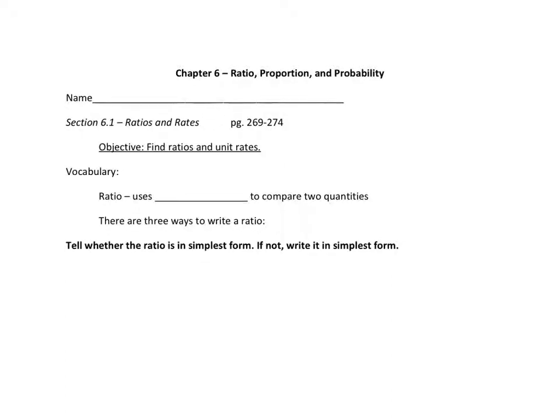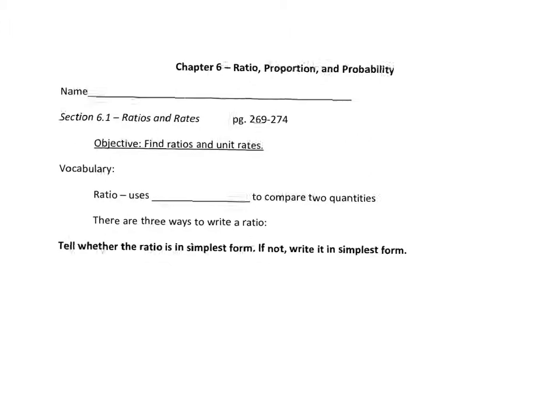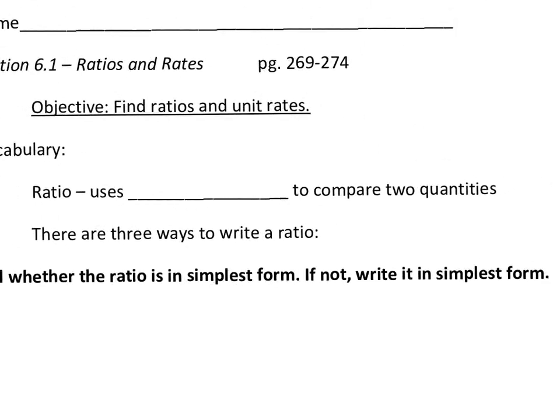Today we're starting chapter 6. Chapter 6 talks about ratios, proportions, and probabilities. 6.1 talks about ratios and rates, but today we're just going to talk about ratios. So let's first go ahead and define what a ratio is.